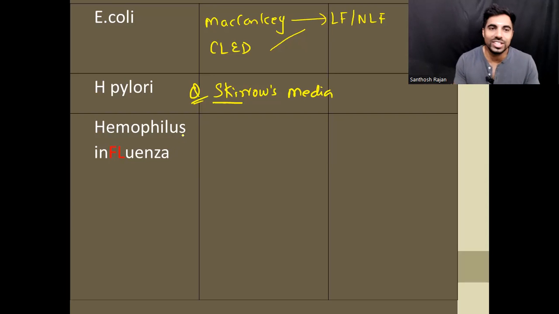Now, H. influenzae. Okay, first of all, Haemophilus is fastidious. So it grows in what? Chocolate or blood agar. Let's go from here only. It grows in chocolate or blood agar.